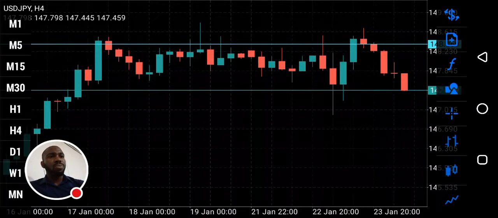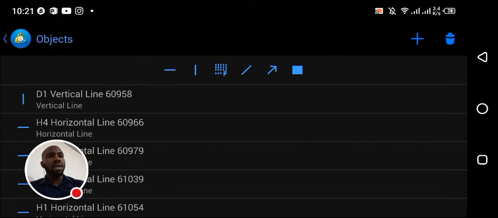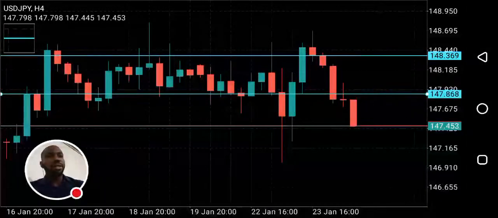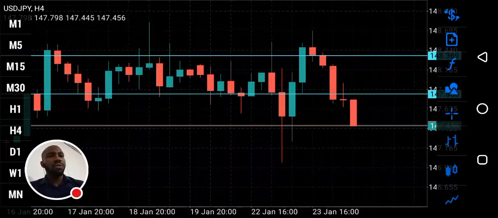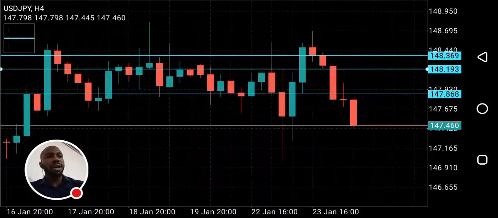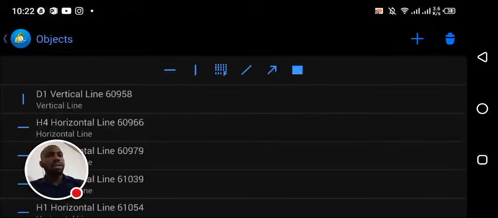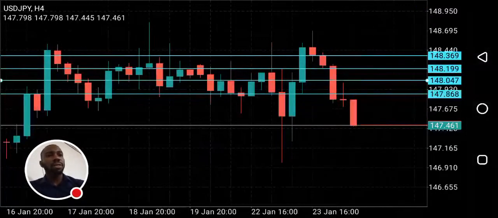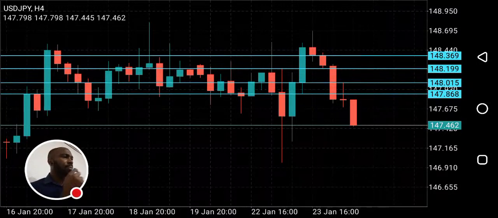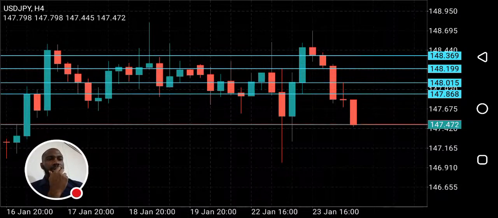I want to see price pull back to this level before I sell. Okay, at least this level, or price should fill this gap, this fair value gap. These are the areas I will consider selling. This gap should be filled. So I would advise you wait for price to pull back before you sell.